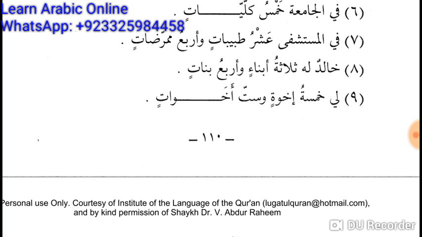خالد له ثلاثة أبناء وأربع بنات. Khalid has 3 sons and 4 daughters. لي خمسة إخوة وست أخوات. I have 5 brothers and 6 sisters. Okay.